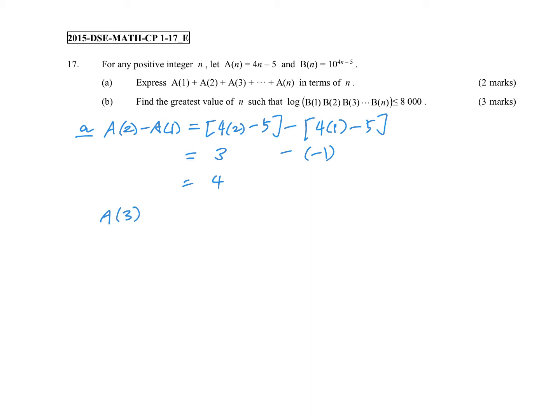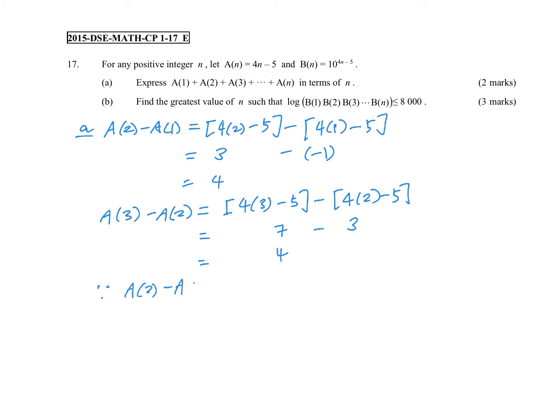Similarly, we try to find out the difference between A3 and A2. Okay, so simply the difference between the third and the second term of the sequence AN. So that would be 7 minus 3. And that would be 4 again. As expected, maybe. So because A2 minus A1 equals A3 minus A2 equals 4.